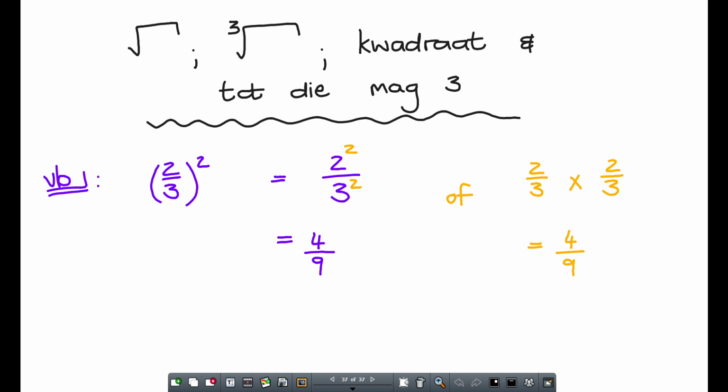Okay, so page 159, and we are busy doing squares, square roots, cube roots, squares, and cube roots.